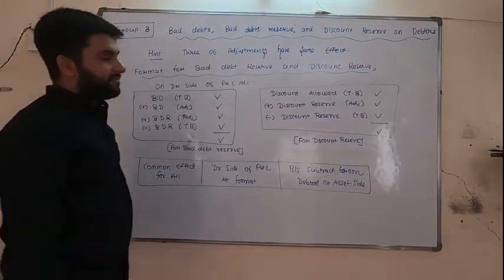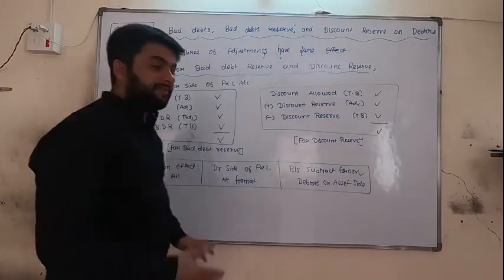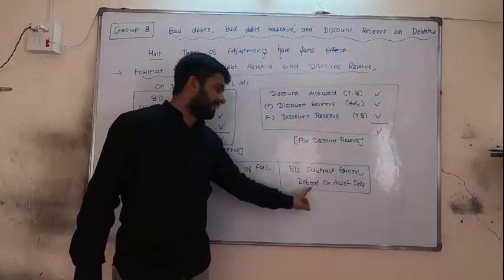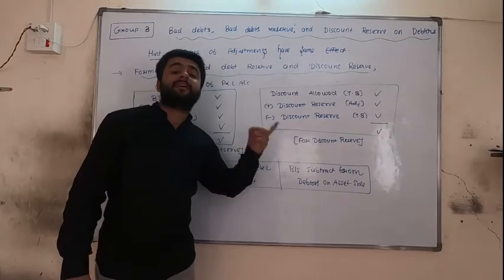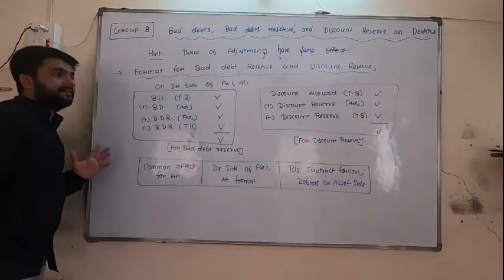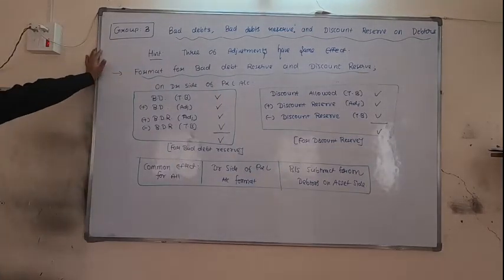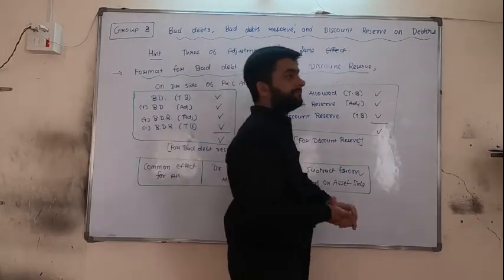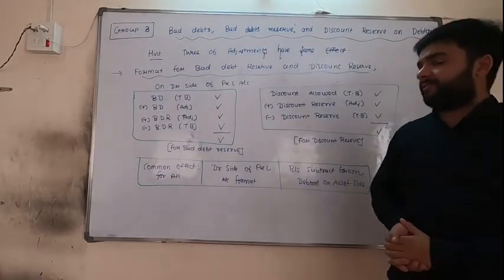So this is for bad debt reserve, this is for discount reserve, and the effect will be shown on the debit side of the P&L account in the format, and on the asset side of the balance sheet, subtract from debtors. So these are the things for bad debt reserve and discount reserve. It is very easy to remember, friends, it is just a repetition of standard 11. So you may see it.